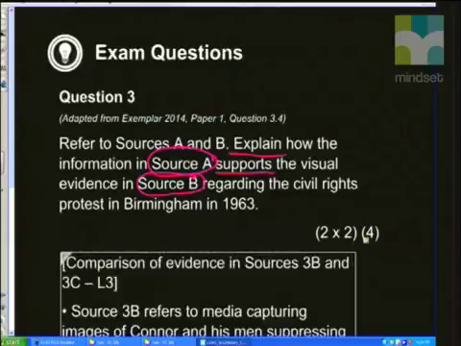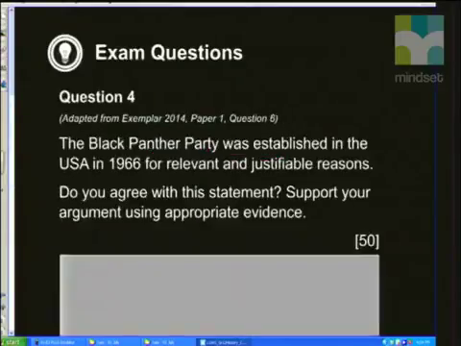So now let's move on to an essay. The Black Panther Party was established in the USA in 1966 for relevant and justifiable reasons. Now I'm going to quickly underline that. Relevant and justifiable reasons. Do you agree?